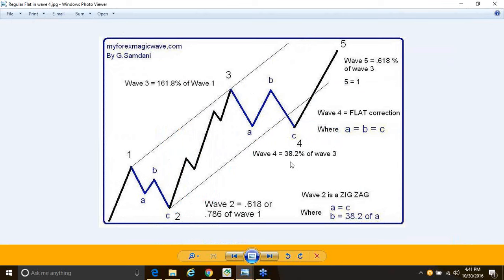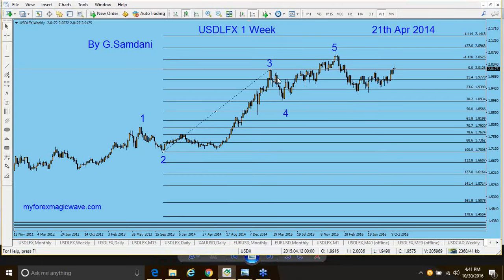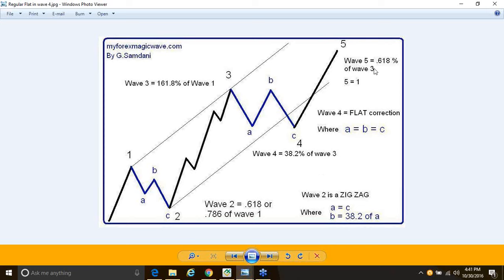Whatever it is, it stays within that. Sometimes if it is a zigzag, which is a fast drop, it can go to 50% or sometimes even 61%. But 90% of the time, you will find wave 4 around 38%. And this is the case here. So it is a fast drop, 38%. But then wave 5, we go back to the same, and you see that wave 5 should be around 0.618 of wave 3. Wave 3 was 0.618 more than wave 1, but wave 5 should be only 0.618 of wave 3, meaning shorter than wave 3.